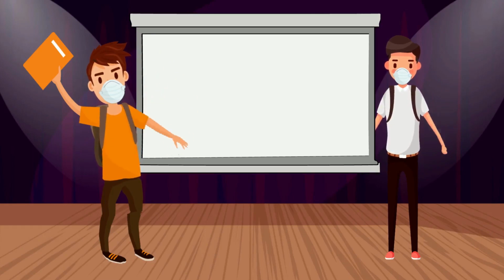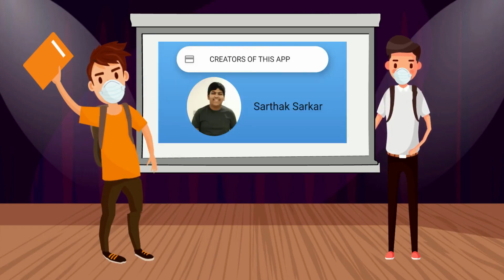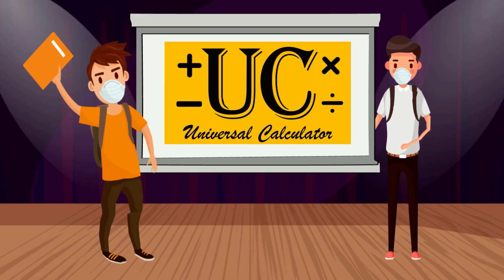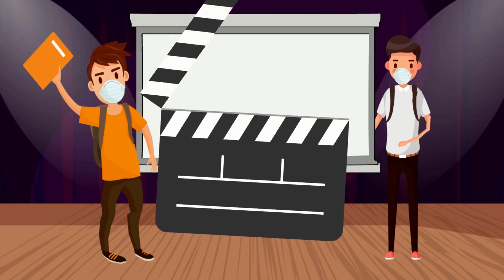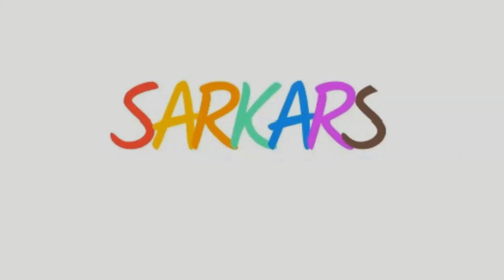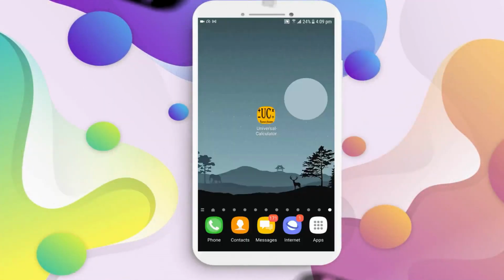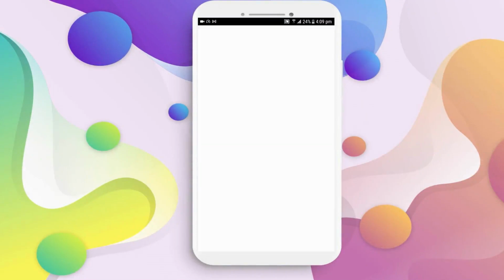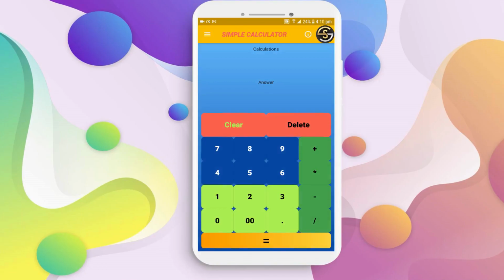I, Sarkar, would like to present you the one-stop solution to all of our calculation problems, Universal Calculator. So let's start with the intro video. Here is our application, and this is how it is going to look after being downloaded from the Google Play Store. So let our journey to conquer our calculations begin.